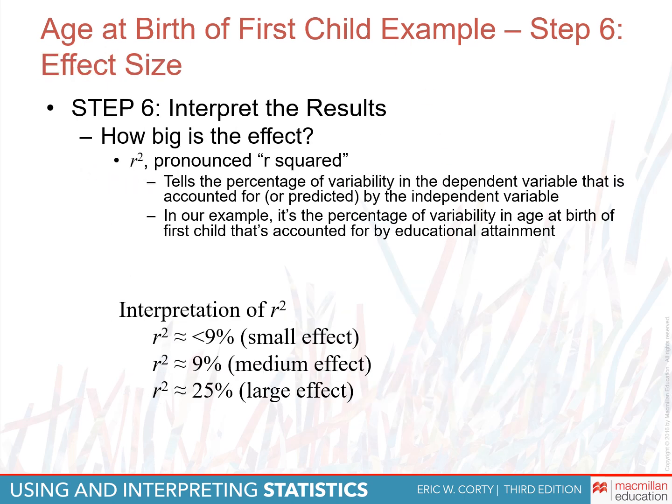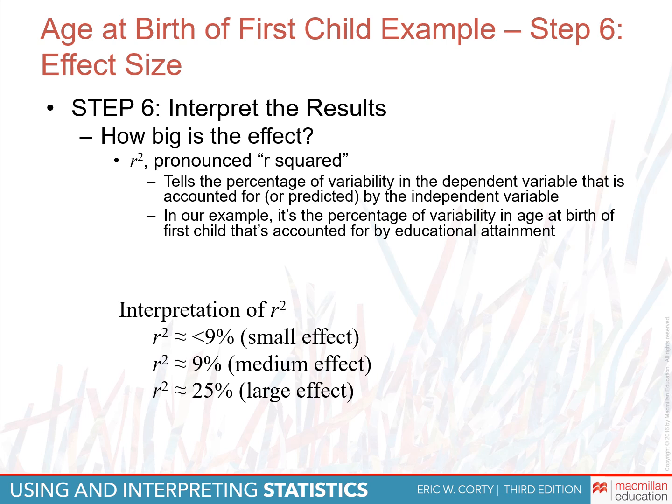All right, so now we want to know the size of our effect. And so to determine this, we're going to calculate R squared, which is something that we've calculated with other tests. And R squared tells us how much of the variability in our dependent variable is accounted for by our independent variable. And so if we're using our age at first birth and education example, R squared would tell us how much of the variability in age at birth of first child, which is our dependent variable, how much of that variability is accounted for by the mom's education.